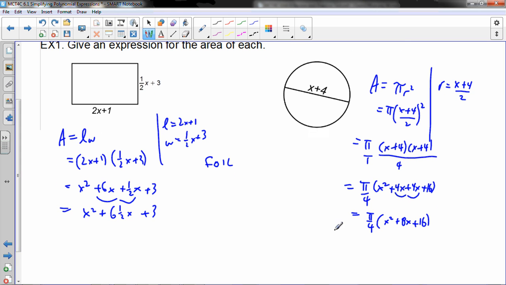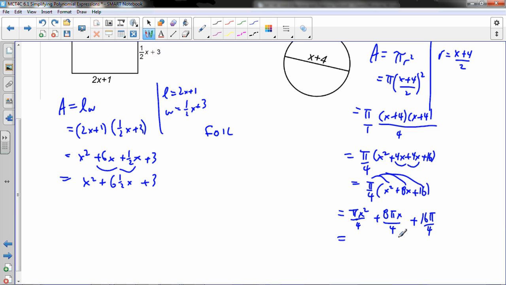And I'm going to actually multiply through by that pi over 4. Why not? Multiply that by those things. Pi x squared over 4 plus 8 pi x over 4. The pi gets multiplied in there. It's a number part, so this is the best way to write it. And then 16 pi over 4. Now notice that this first term can't be simplified, but these other two can.